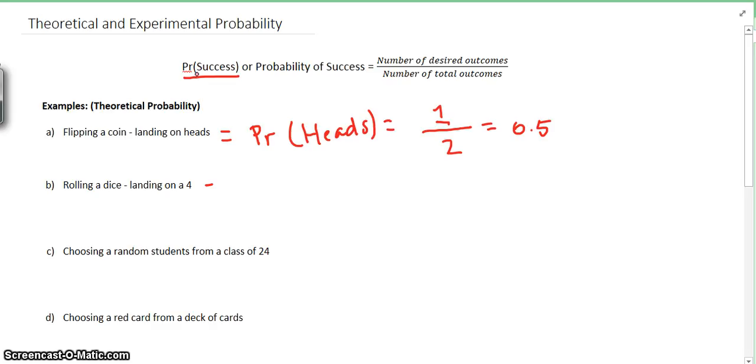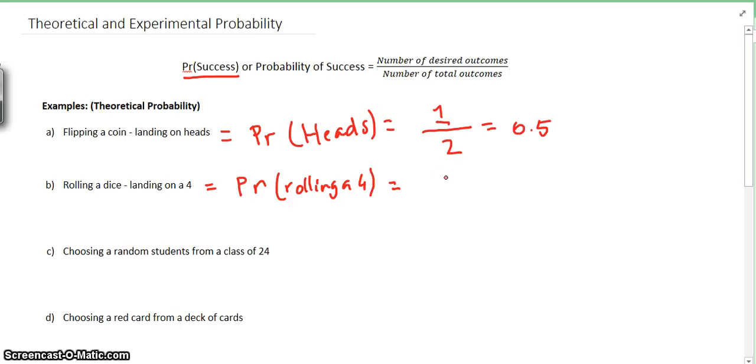So the next instance is rolling a dice, or that should say die, and landing on a 4. So let's write this mathematically. The probability of rolling a 4. You could say rolling a 4, or you could just say probability of 4, just as long as it's written in some sort of logical manner.